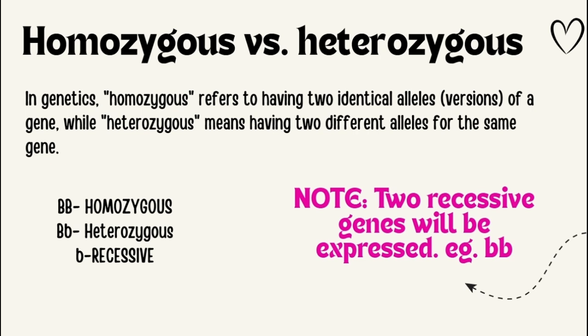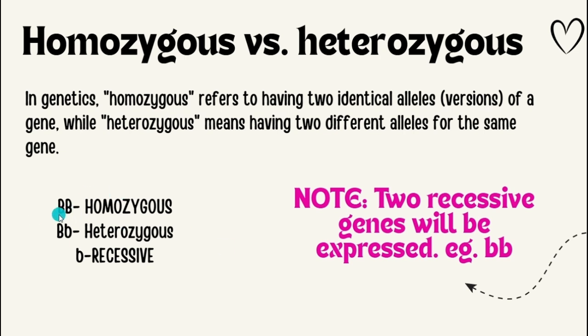Okay, now if we're talking about genes, right, they can also be homozygous and they can also be heterozygous. So we said before that the recessive gene is not expressed unless there are two of them together, right? So if a big B is before the little b, that little b is not going to be expressed, right? So homozygous, which means same, means that two alleles or two genes, it just means that both of them are the same.